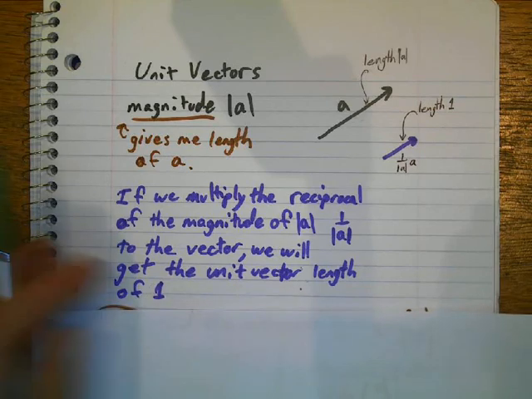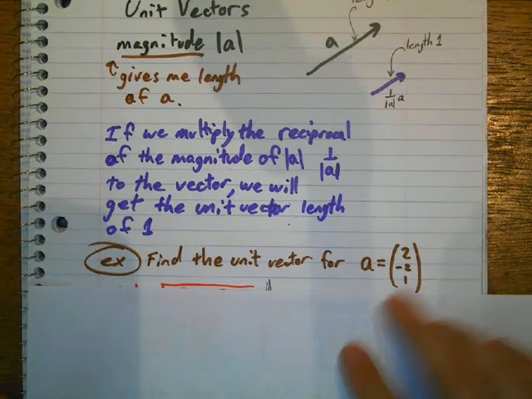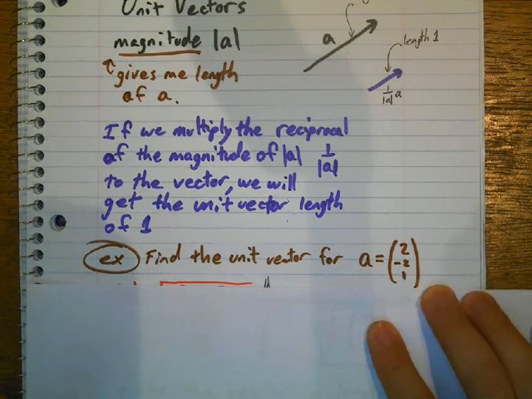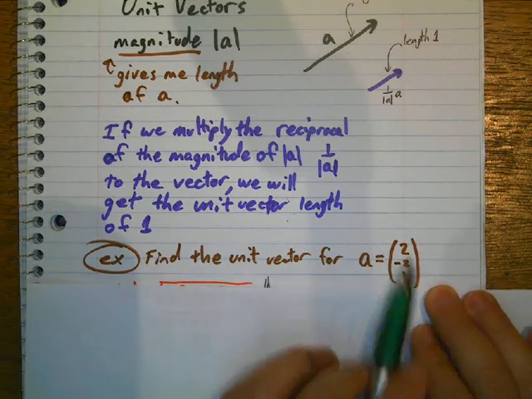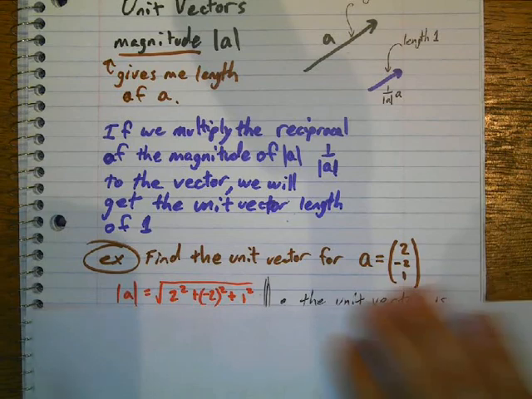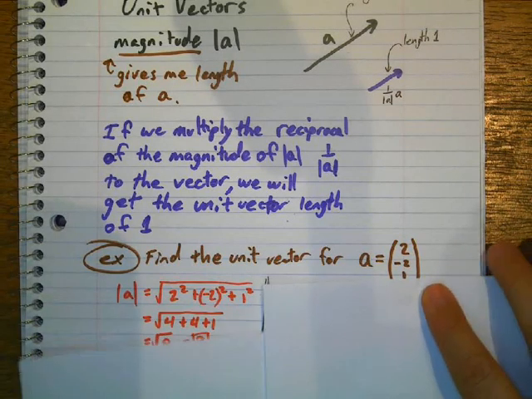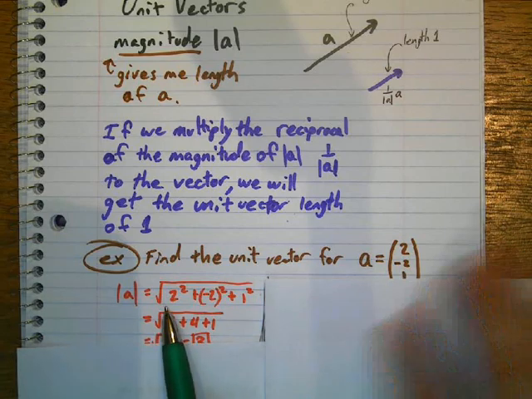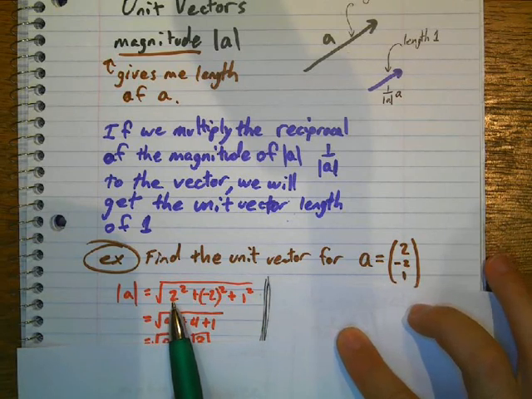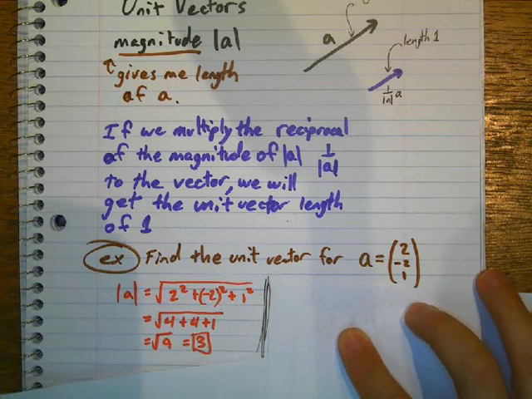So let's do an example here. Find the unit vector given this vector A. So I first need to figure out the magnitude of this. To figure out the magnitude, we're going to use the distance formula. So 2 squared plus -2 squared plus 1 squared is going to give me the square root of 9. So the length of this magnitude is 3.